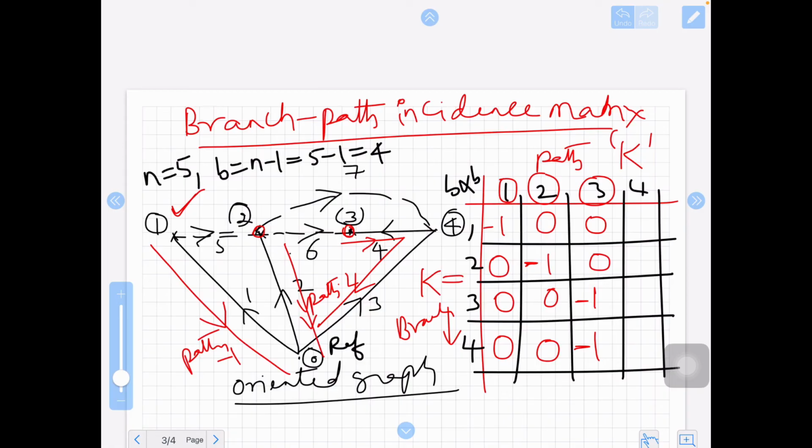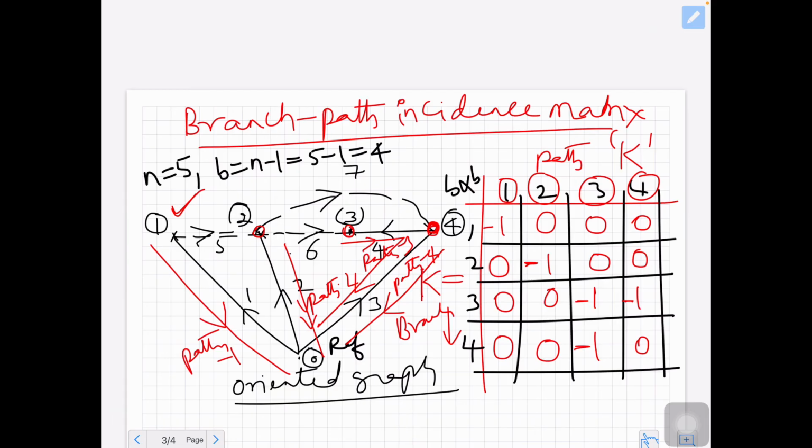Next, the fourth path from the fourth bus. This is path 3, this is path 4. It involves only the third element, and the current direction is opposite, and branches 1, 2 and 4 are not involved in the formation of the fourth path. So this is how one can find the K matrix.